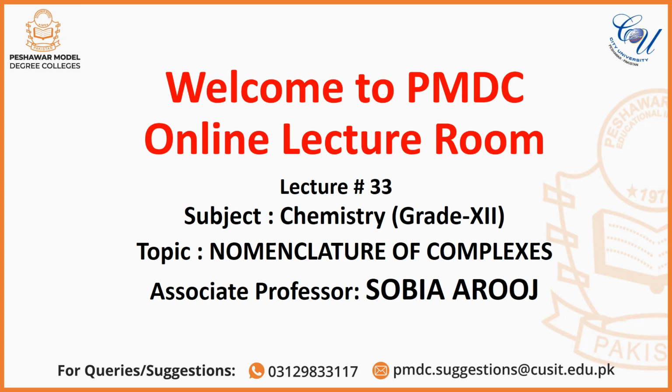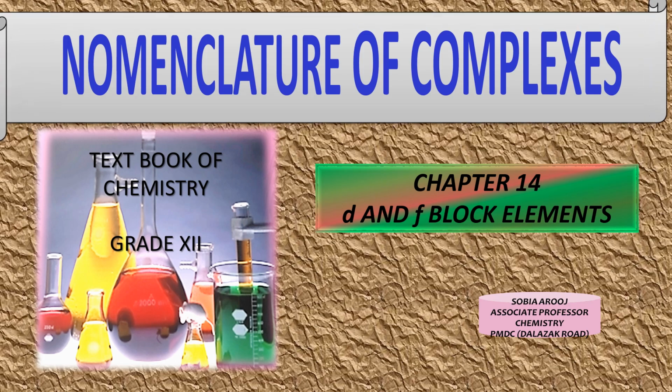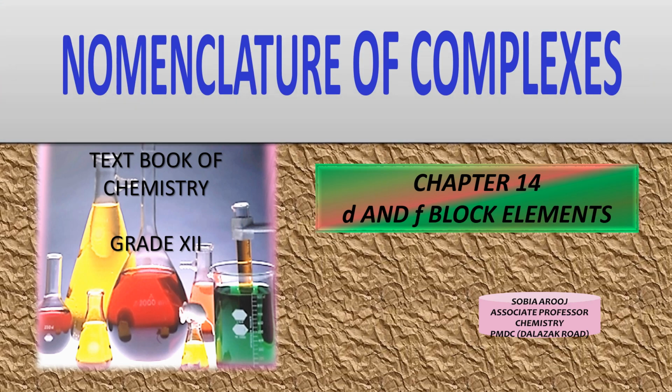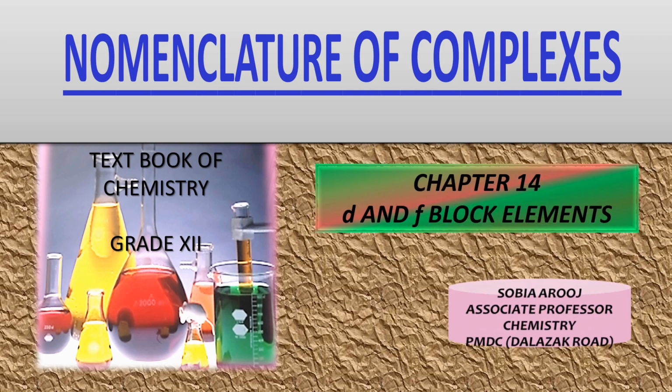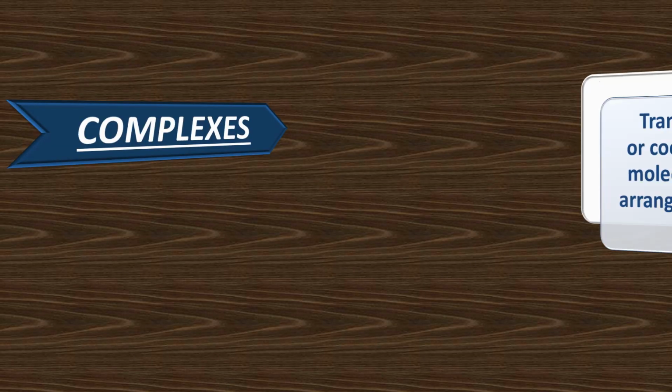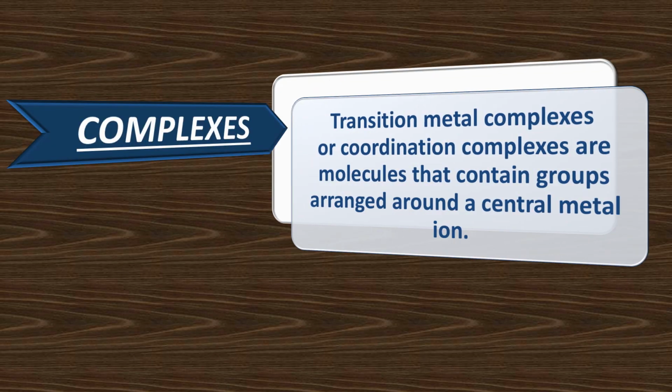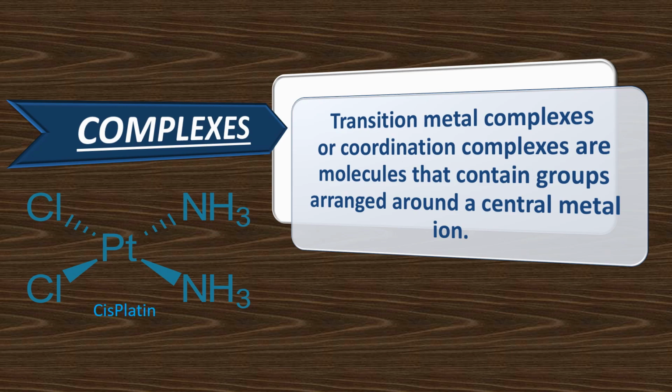Topic of this video lecture is Nomenclature of Complexes from Textbook of Chemistry for Grade 12, Chapter 14, D and F block elements. Transition metal complexes or coordination complexes are molecules that contain groups arranged around a central metal ion. For example, cisplatin, in which platinum metal is surrounded by 4 groups, is an anti-cancer drug.